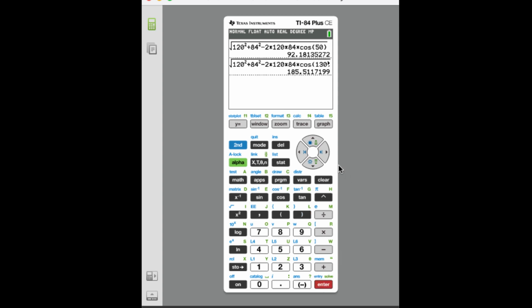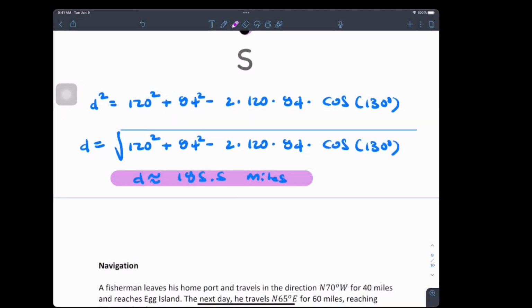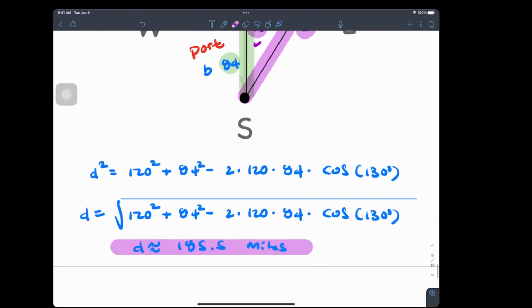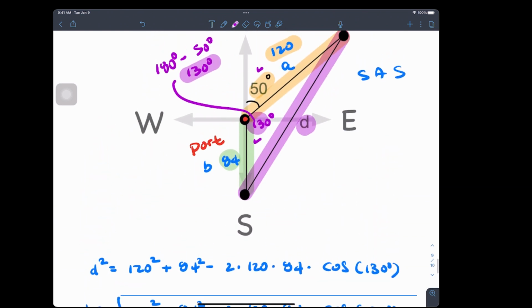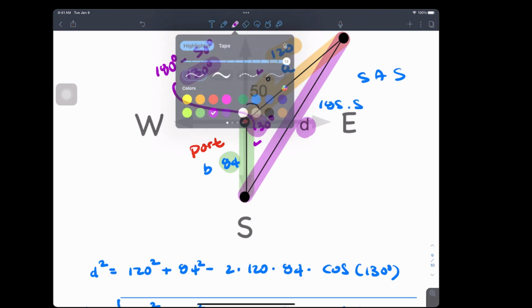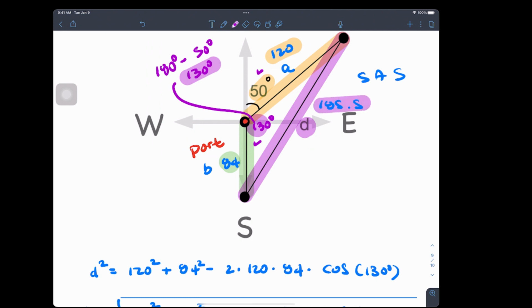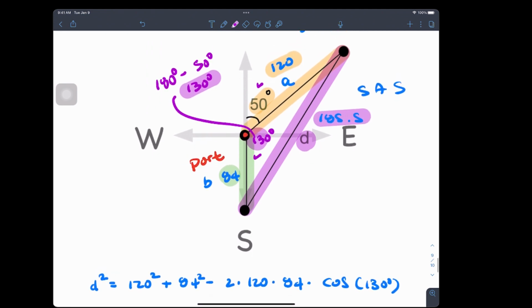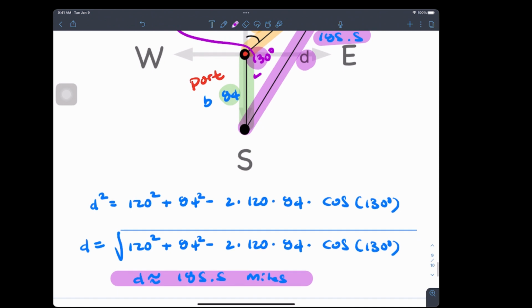What do you guys get for that distance? What's that going to be? 185.5 what? Miles. There's D. 185.5 miles. That's your distance. And there it is.